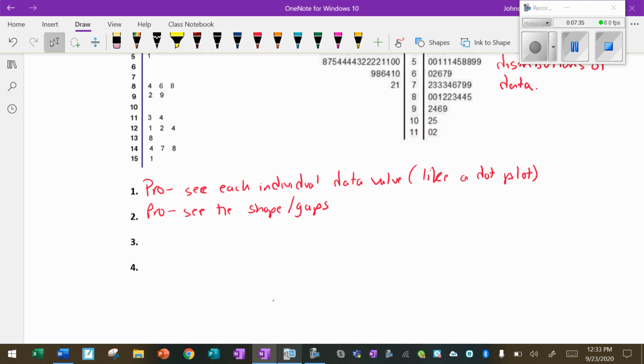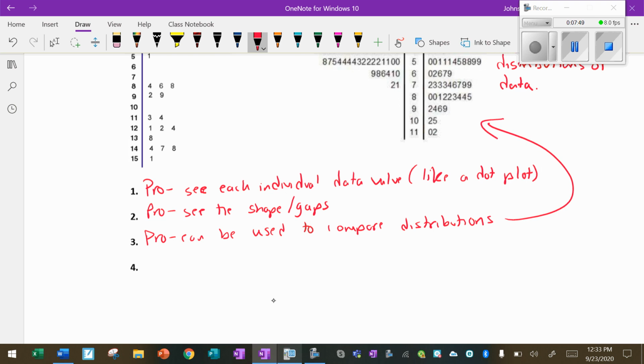One of the pros is that it can be used to compare distributions, when I'm referring to the back-to-back stem plots we have up above, because you never really see a back-to-back dot plot. You don't see a back-to-back histogram, but we do have back-to-back stem plots, which are a nice way to compare distributions.